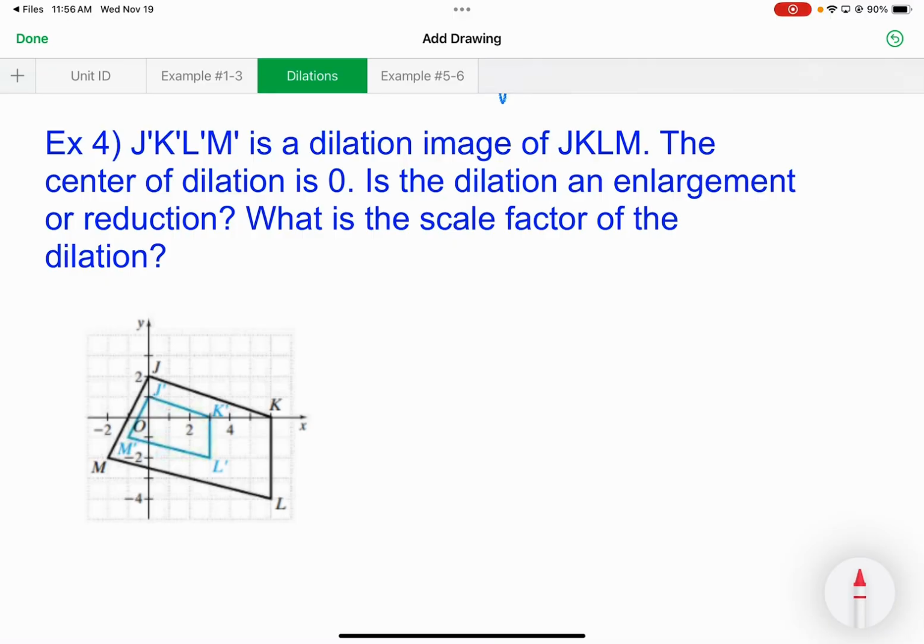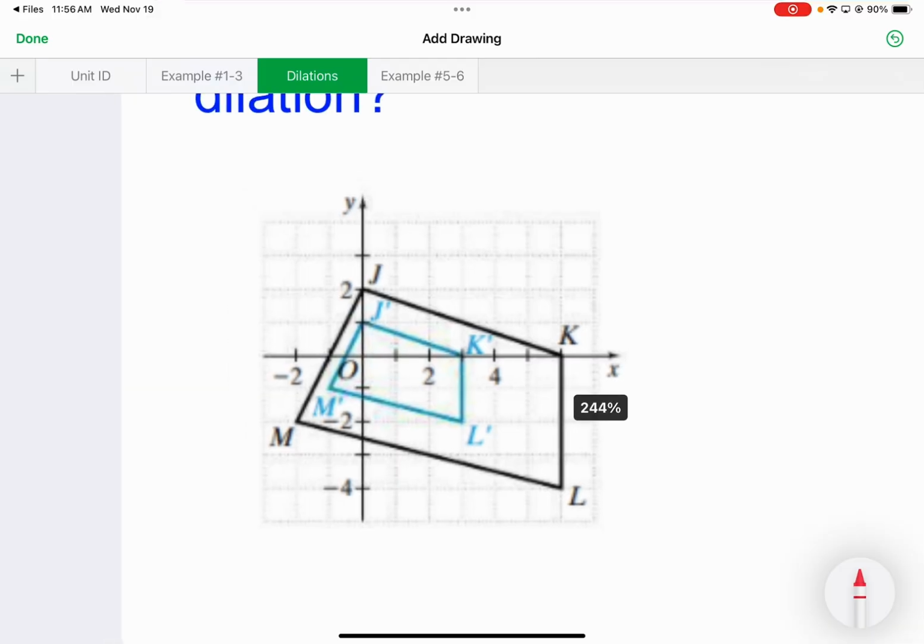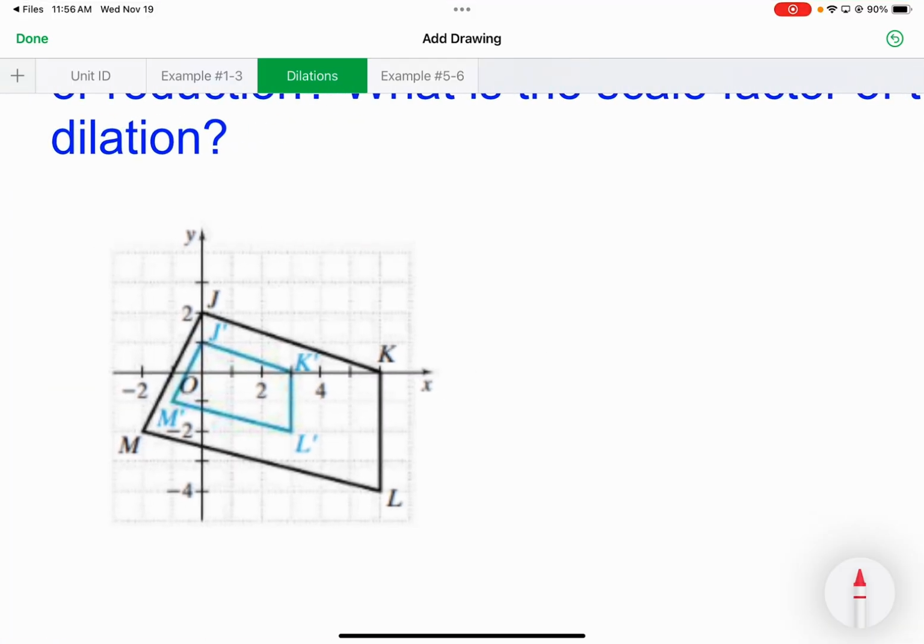All right, so we've got J prime, K prime, L prime, M prime is a dilation of the image JKLM. It tells you the center of dilation is 0. We'll talk about when it's not 0 tomorrow. Is the dilation an enlargement or a reduction? What is the scale factor of your dilation? We can answer enlargement or reduction pretty easily. We'll talk about scale factor in a second.